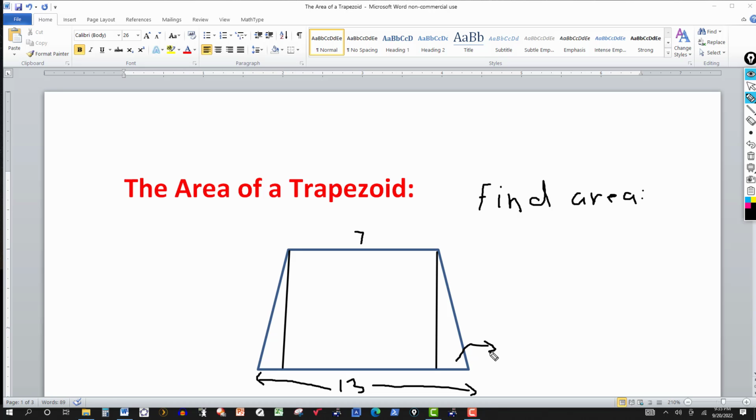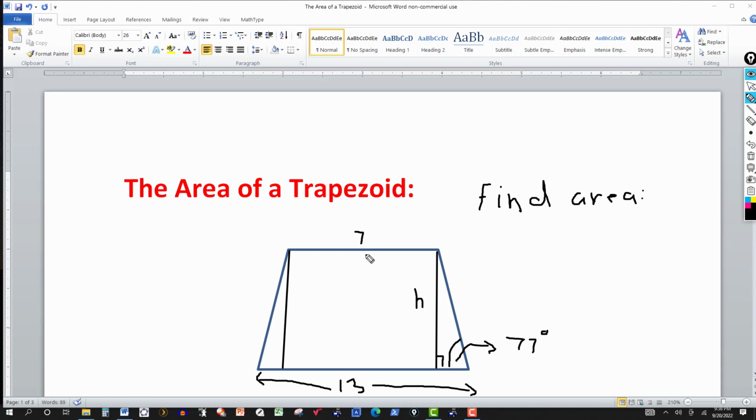We'll get some information. This angle right here is, say, 77 degrees. This angle right here, 77 degrees. And these perpendiculars create 90 degree angles. I'm going to call this H. That's going to be the altitude, because on this one I'm given the two bases, so I simply need the height or the altitude. Then I just add them up, multiply by half, and then multiply by the altitude.